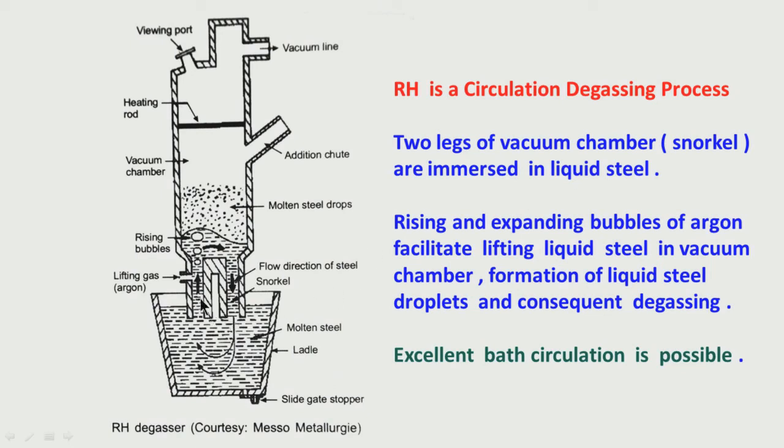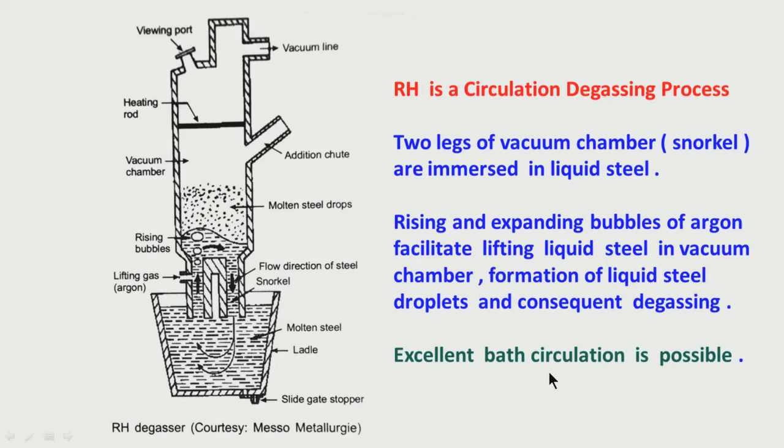So, it is going up as argon gas is sent through this channel, sent through this orifice. So, it is going up through this snorkel, after the reaction it is coming down through this snorkel. That way there is a continuous circulation of liquid steel from the ladle to the vacuum chamber. In the process, the extent of degassing is very good, it is quite helpful in this way.